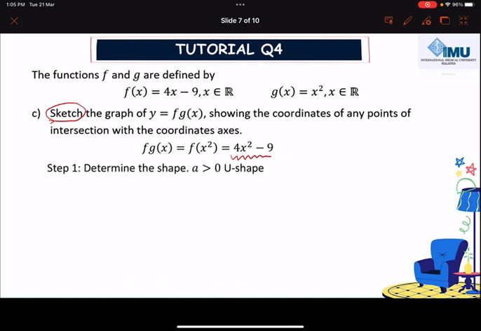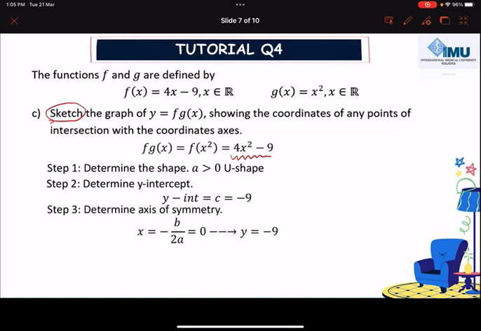Step number 1, determine the shape. Look into the value of a. The value of a is 4, hence it's greater than 0. You obtain a U-shaped curve. Step 2, determine the y-intercept. The y-intercept is just equivalent to the value of c. In the case here, the value of c is equivalent to negative 9.